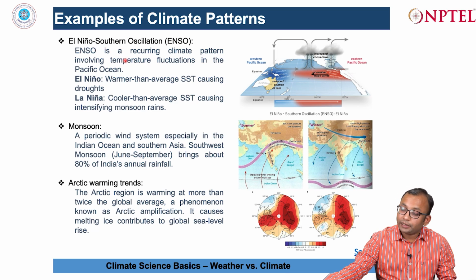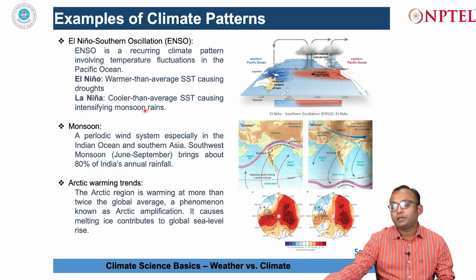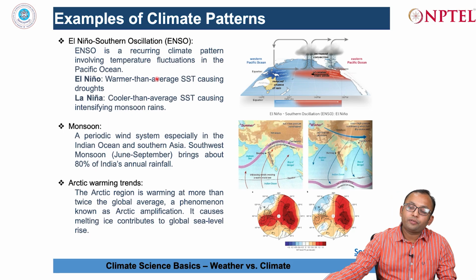ENSO is basically a recurring climate pattern involving temperature fluctuation in the Pacific Ocean, and because of these temperature fluctuations it can lead to very different precipitation or temperature events across different parts of the world. For example, during El Nino, the warmer than average SST causes droughts in some parts of the world. However, if you have La Nina conditions, the cooler than average sea surface temperature, which is called SST, causes intensified monsoon rains across different parts of the world. So these are some of the phenomena which influence weather behaviors, and therefore on the longer time scale or larger spatial scale, these have a very significant impact on the climatological behavior of different regions.